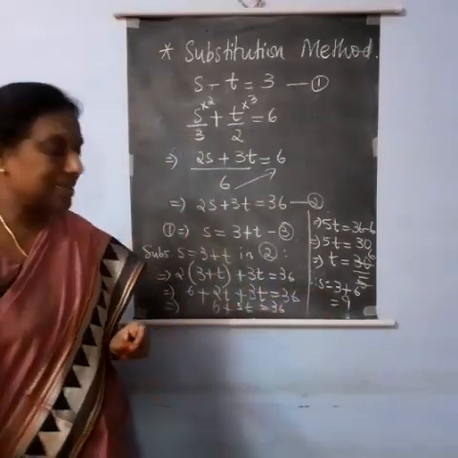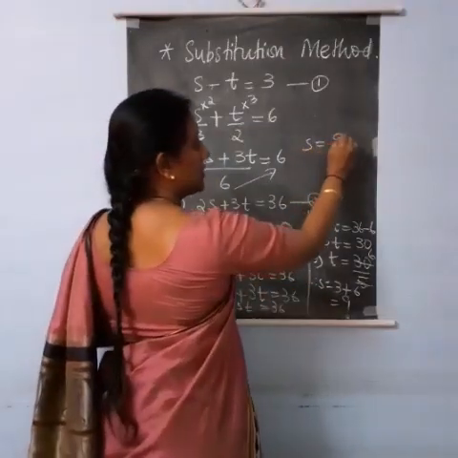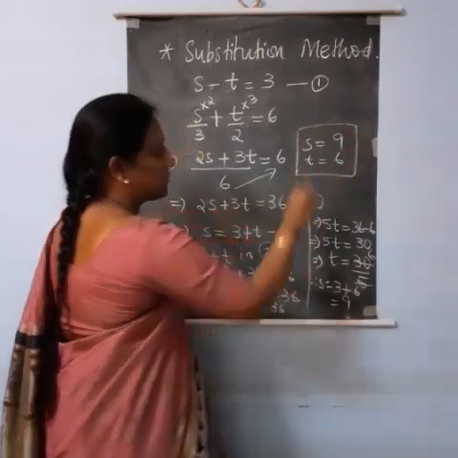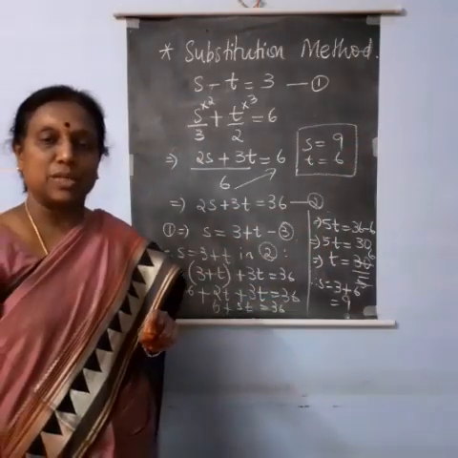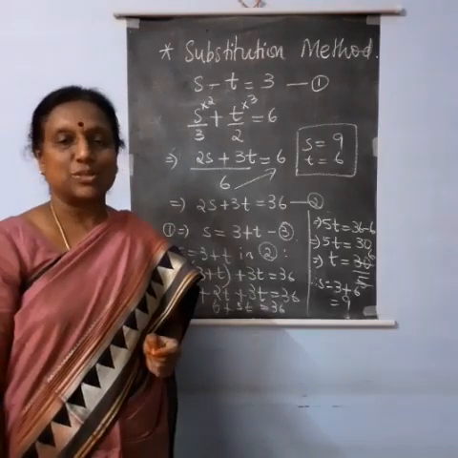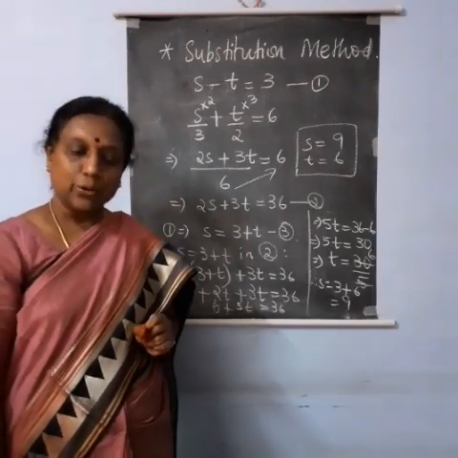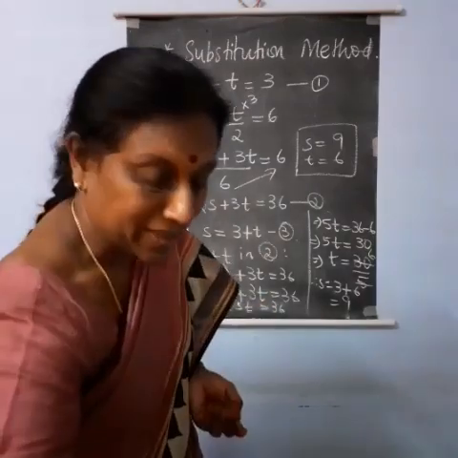So what is the answer that I have got? S is equal to 9 and t is equal to 6. So I have solved the pair of linear equations by the substitution method. I hope you have understood this method. Okay, now let us go to the second method.